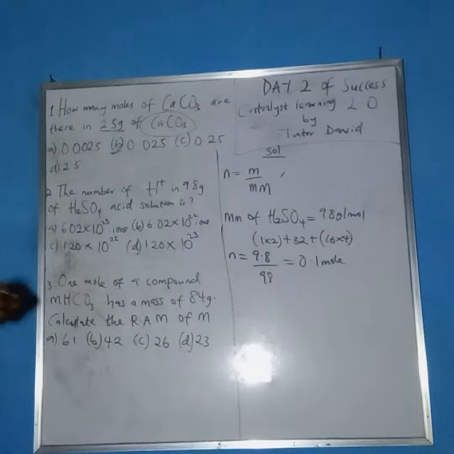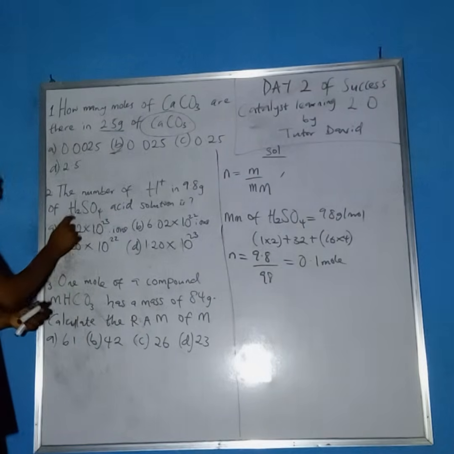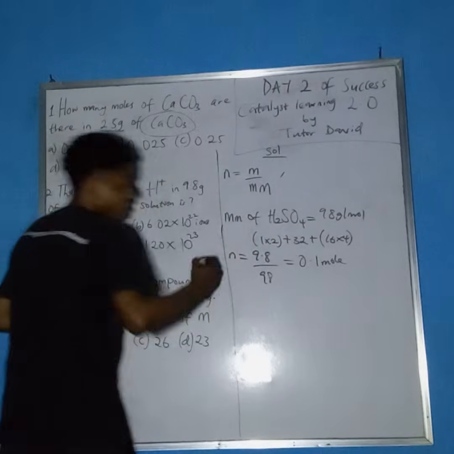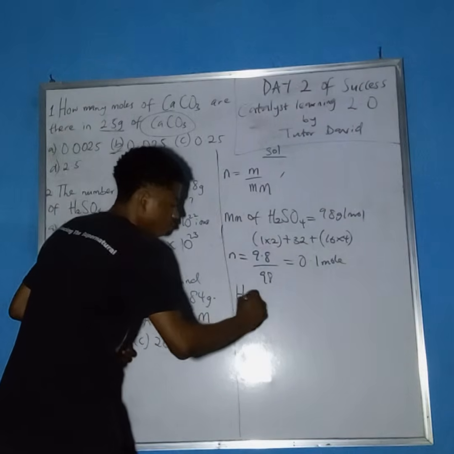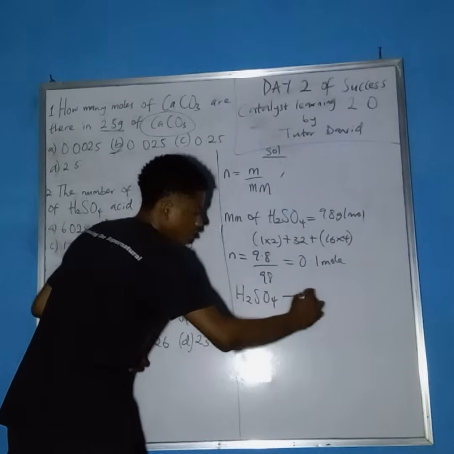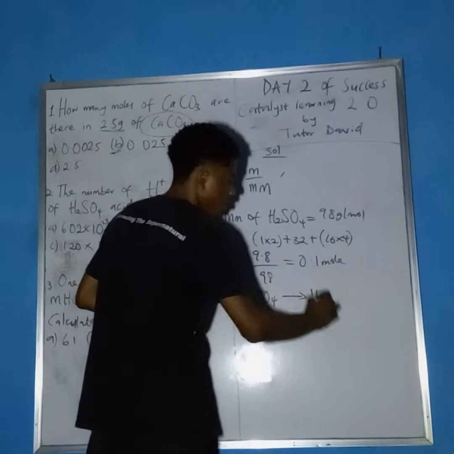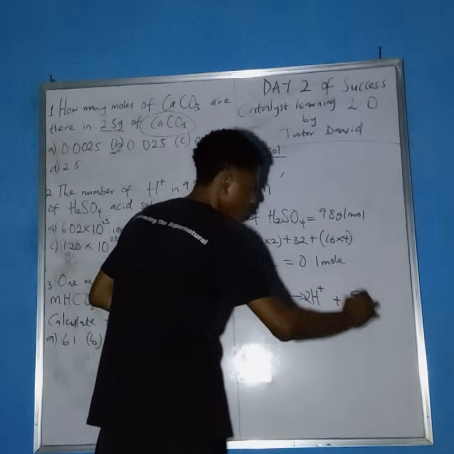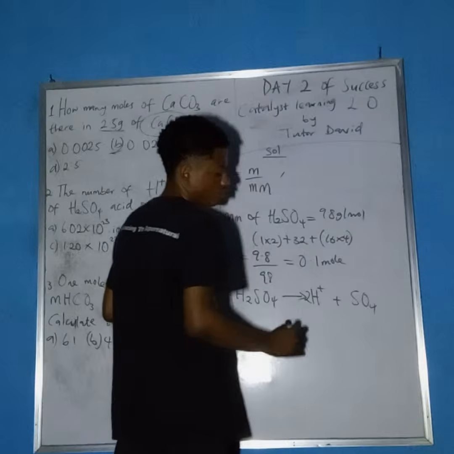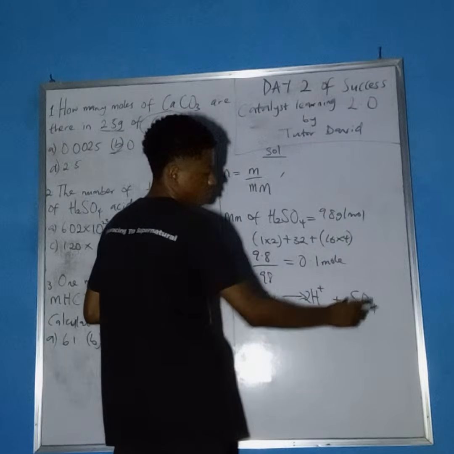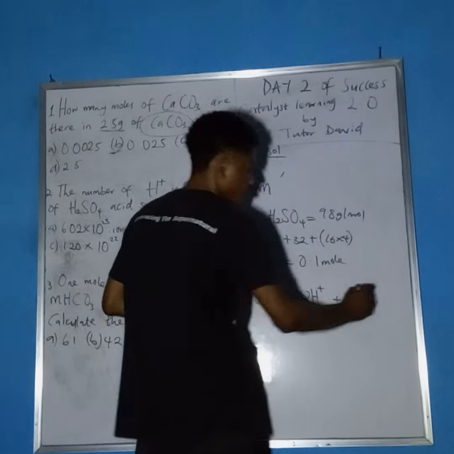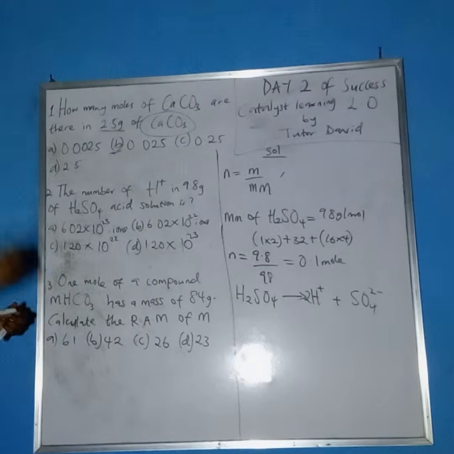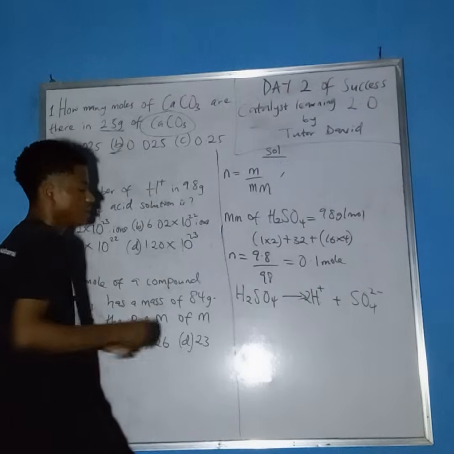Now, before we proceed, we have to first look at the dissociation, that is the splitting of this sulfuric acid, H2SO4. When split, H2SO4 gives us two things: 2 H plus hydrogen ions, plus one sulfate ion, SO4 2 minus.